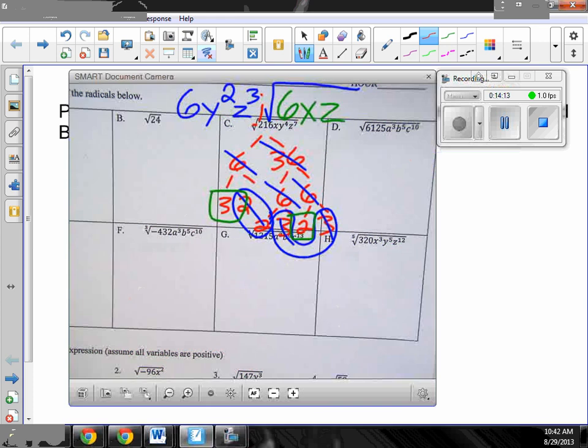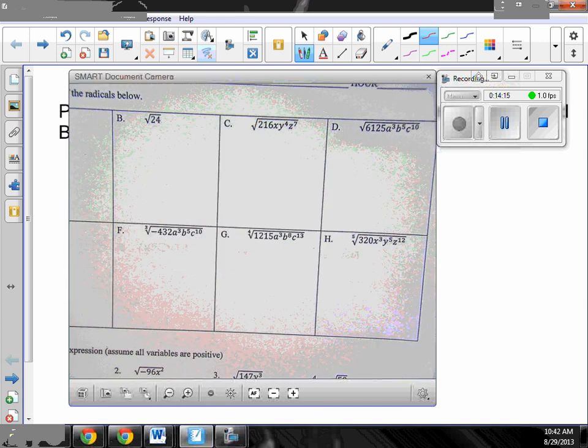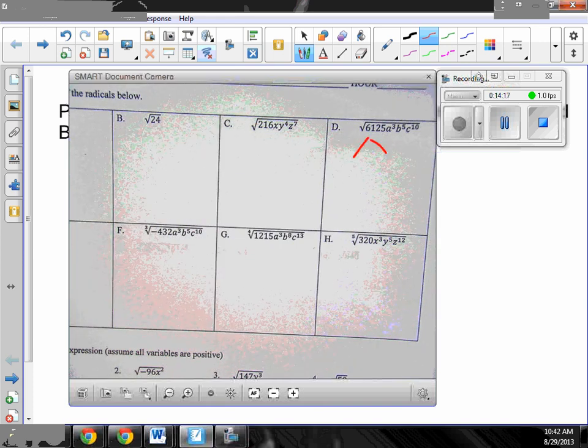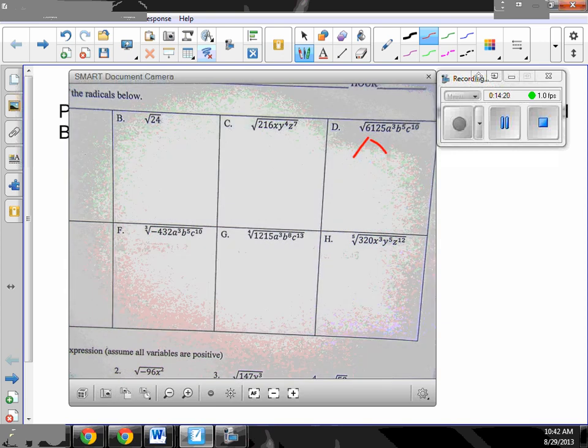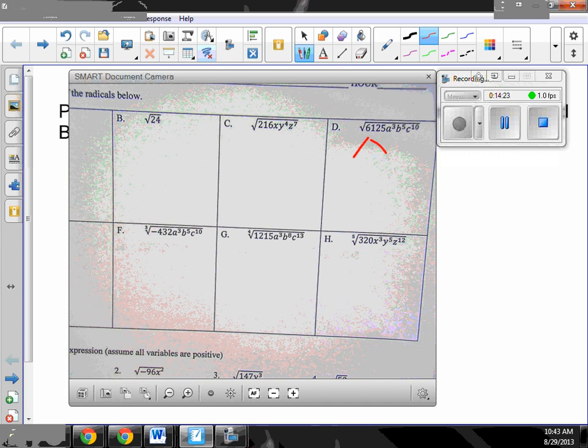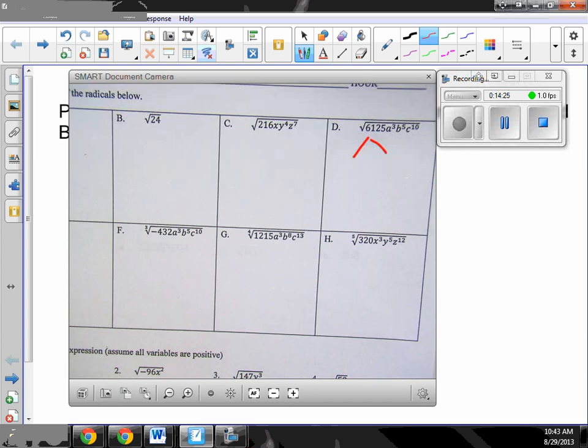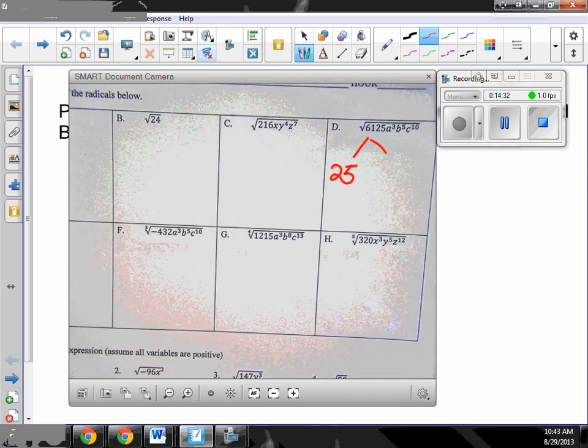Let's look at part D. What do I know goes into 6125? 5 does. And if it ends in a 25, I know something else goes into it. 25 goes into it, so let's use the 25. So 25, somebody with a calculator, tell me what that number is.